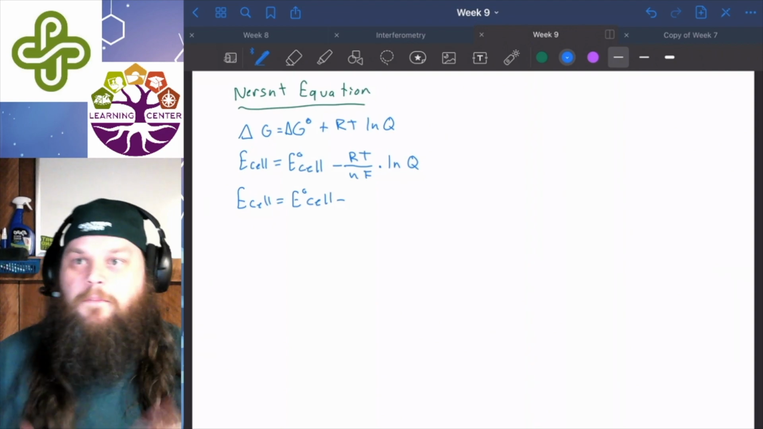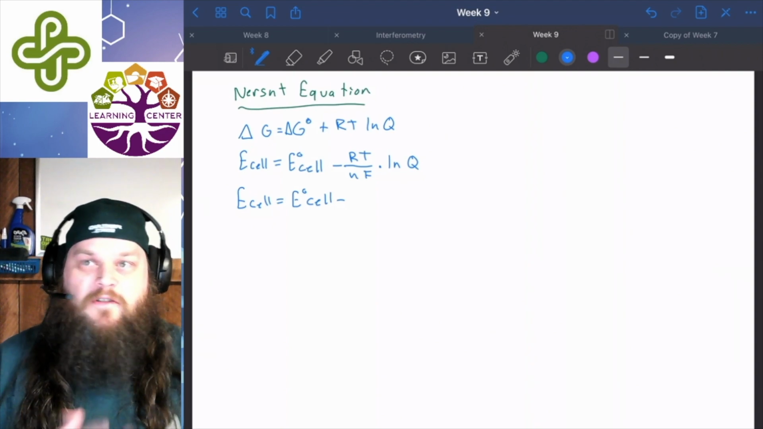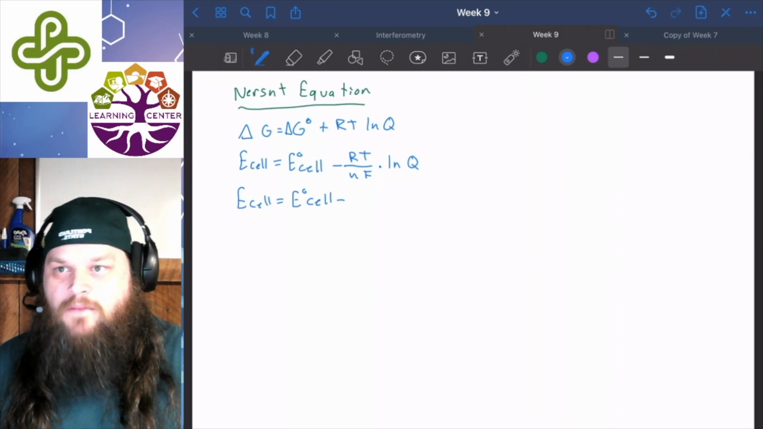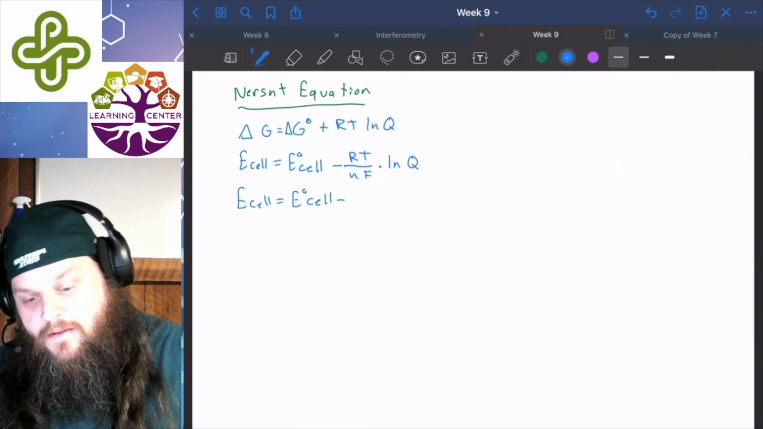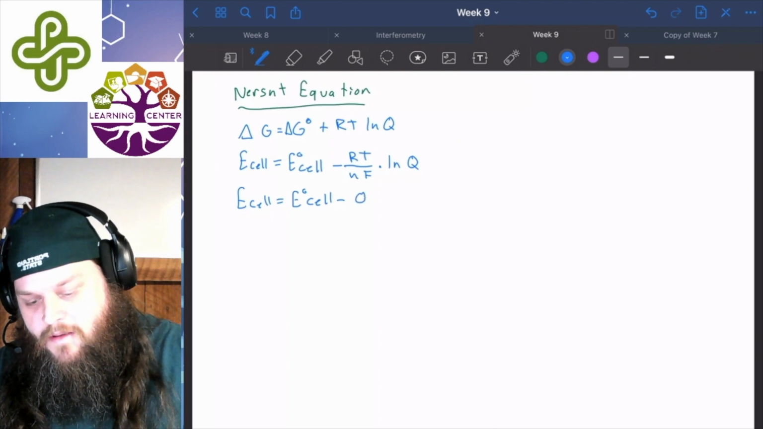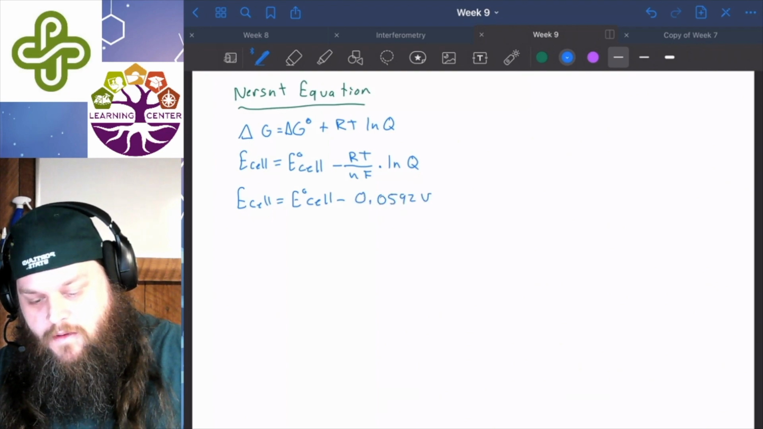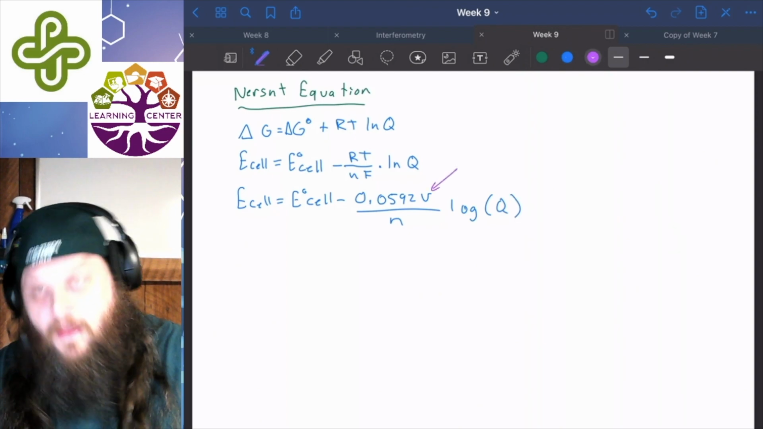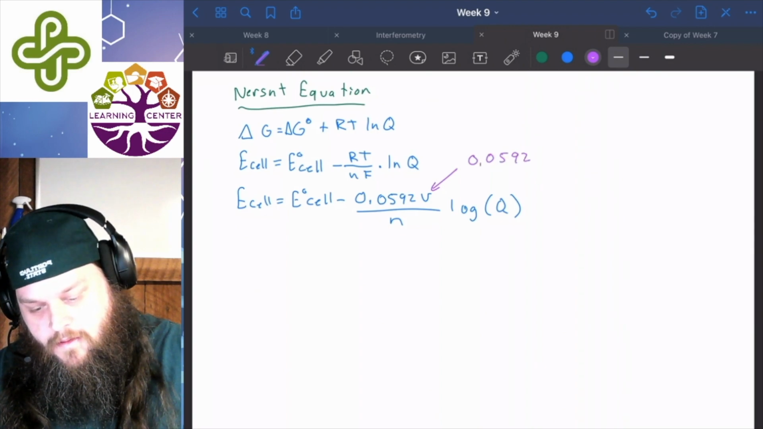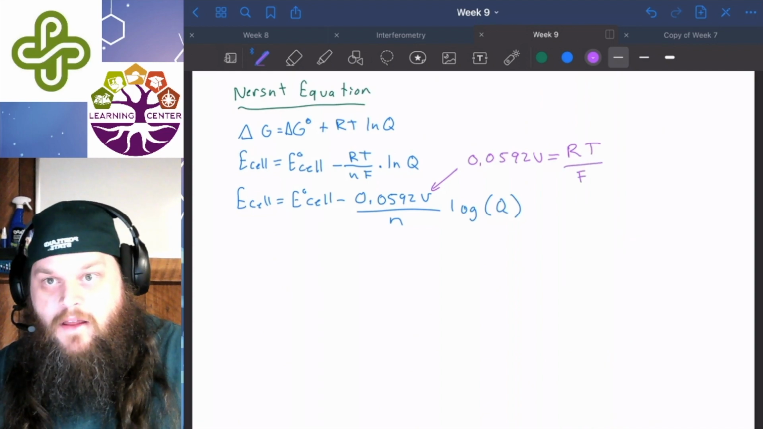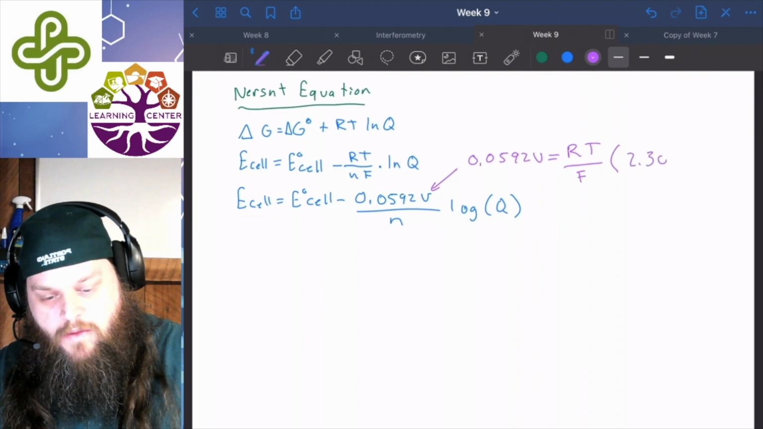Minus, and I'm going to combine the gas constant, our temperature, which is going to be at room temperature, 25 C or 298.15 Kelvin, divided by the Faraday constant, and then multiplied by this factor, 2.303, and it ends up being 0.0592 volts divided by our number of moles times log of Q. This value I got by, I'll rewrite it up here, the gas constant times the temperature divided by the Faraday constant times 2.303.